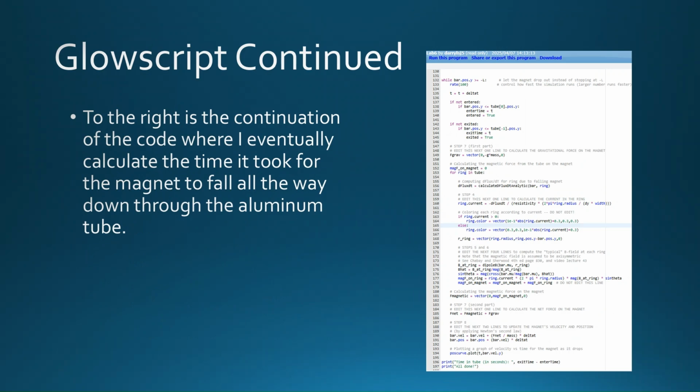To the right is the continuation of the code where I eventually calculated the time it took for the magnet to fall all the way down through the aluminum tube.